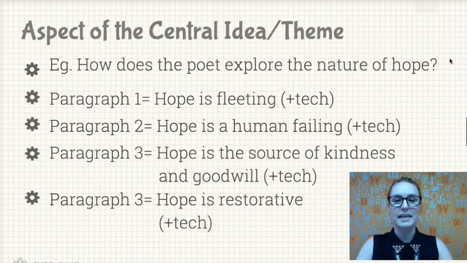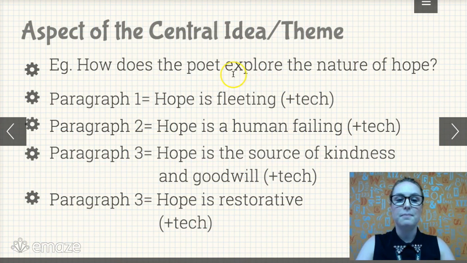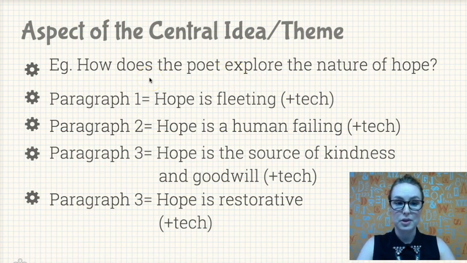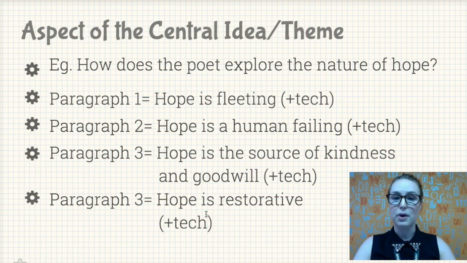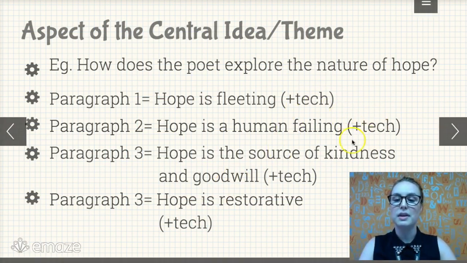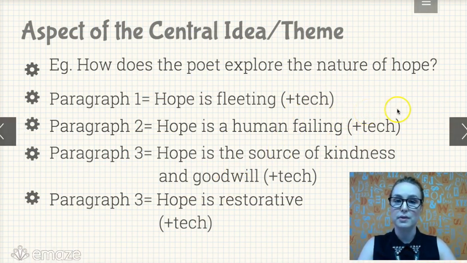The very last one here is an aspect of the central idea or theme. So this one here, you are pulling out that central idea, breaking it down into parts so that each of your paragraphs really explores it in a different way. So here, this is a poetry essay question. How does the poet explore the nature of hope? So in each of these paragraphs you are talking about a different aspect of hope and making sure that you're talking about techniques to support each of those points.